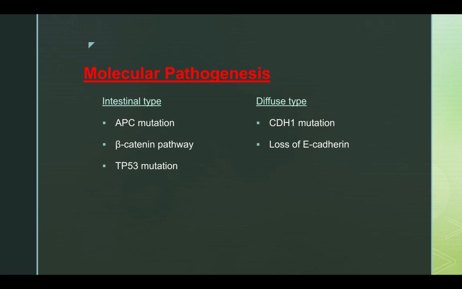Molecular pathogenesis. It is of two types, intestinal type and diffuse type, based on Lauren classification, which I will discuss in further slides. In the intestinal type of gastric carcinoma, we can see the molecular changes are APC gene mutation, which activates WNT signaling pathway. The next step is beta catenin mutation.